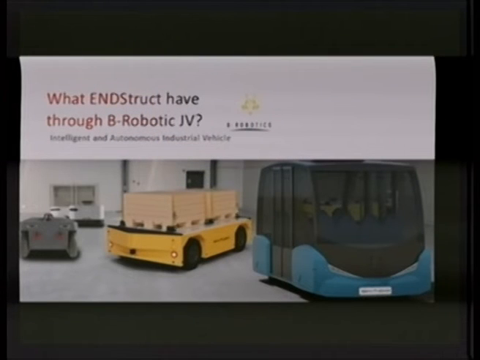the intelligence. So what we do under B Robotics is we add some intelligence to the vehicle. So we put some computers, some sensors to make it autonomous. So we have a small AGV to a bus shuttle.